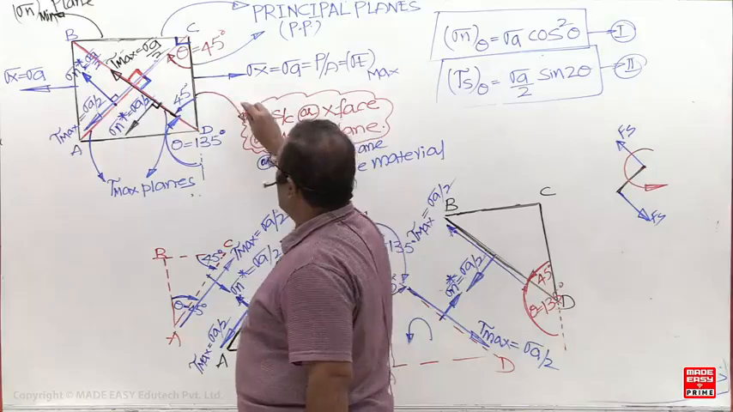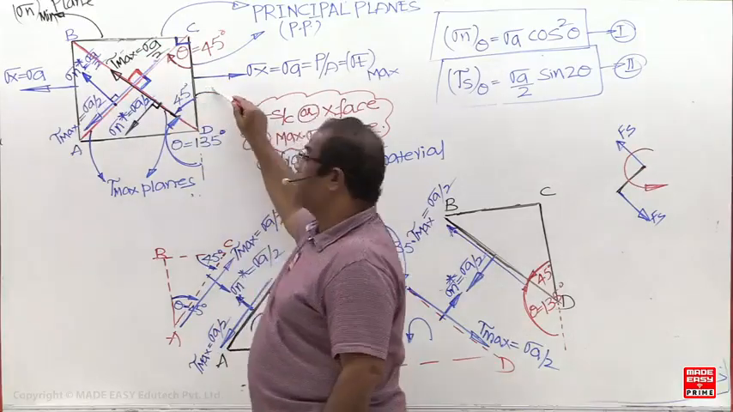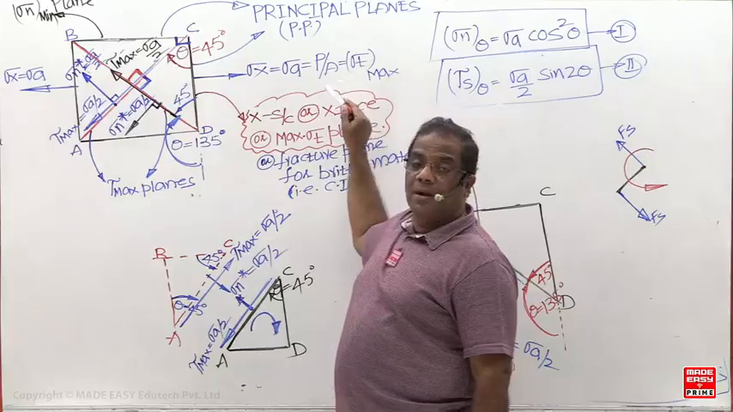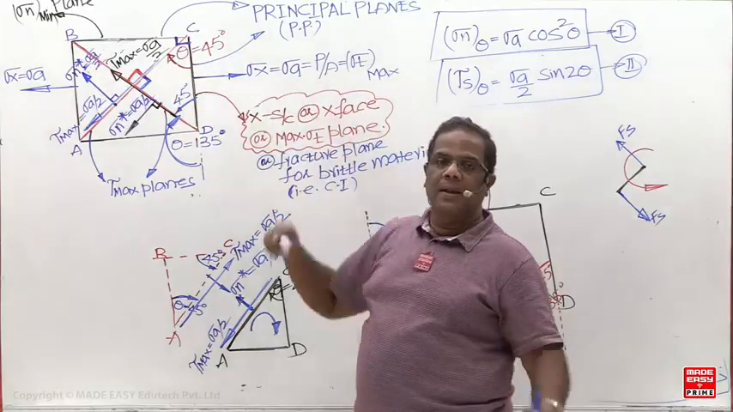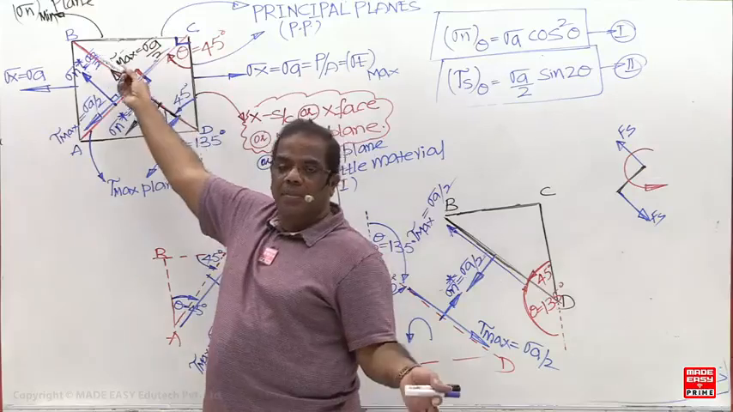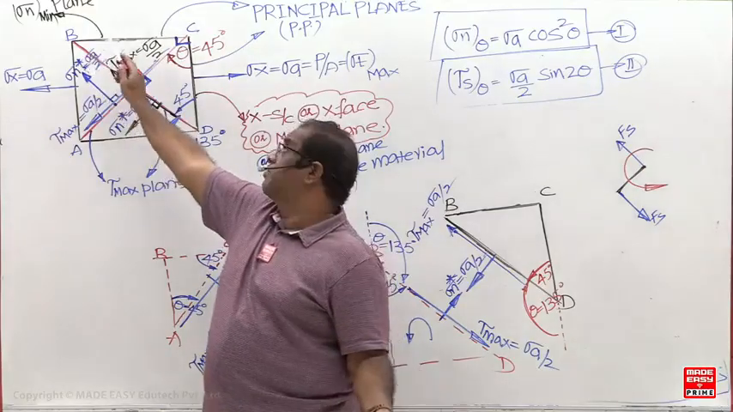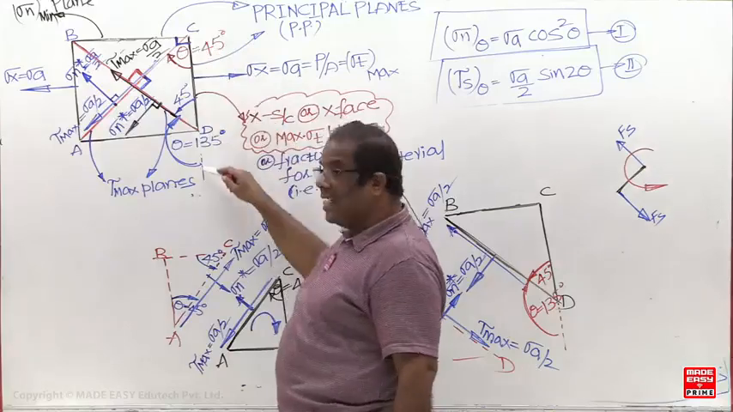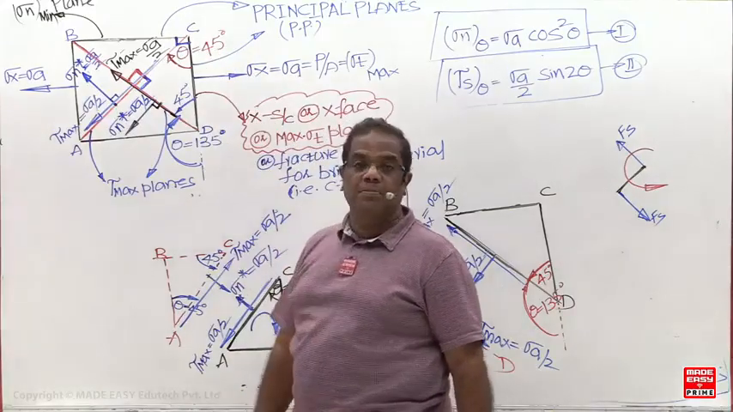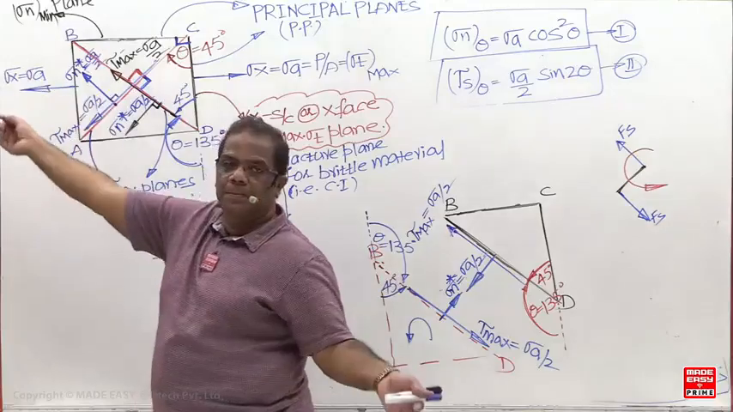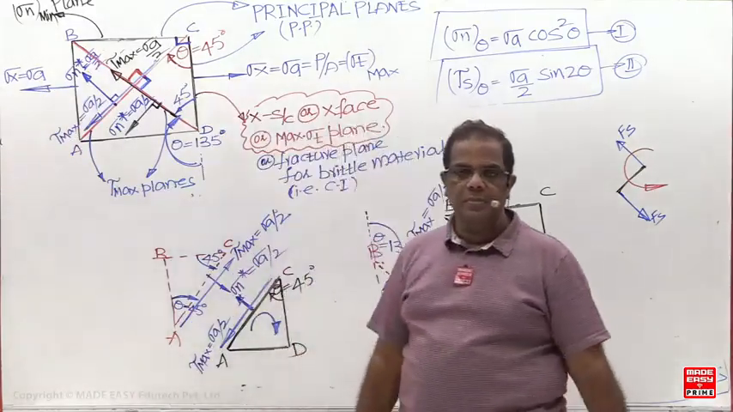Now, on this plane, I am getting the normal stress maximum. So this is called what? Major principal plane. On this plane, the normal stress is minimum. How much? 0. On this plane, normal stress is minimum, 0. So this plane is called the major principal plane, which I call the sigma 1 plane. And this plane is called the minor principal plane, sigma 2 plane.